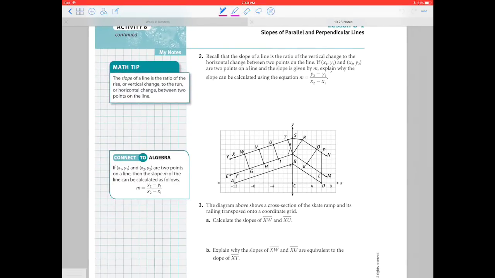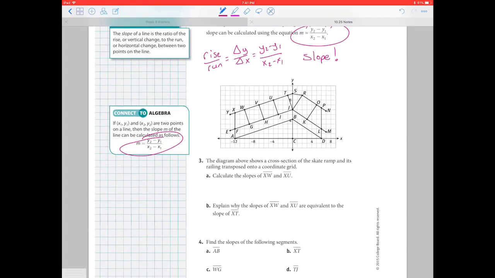So we also looked at the formula for slope. We did our do now on that. It's also over here. This question asks to explain why the slope can be calculated. That's because we know we want rise over run, which is the change in y over the change in x, which is y2 minus y1 over x2 minus x1. So that's why it's like that.